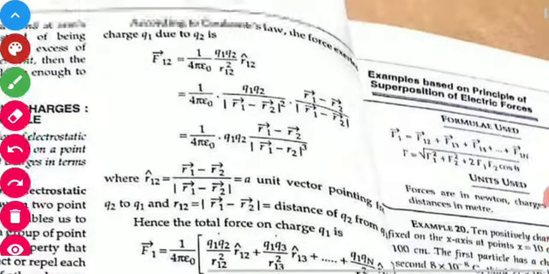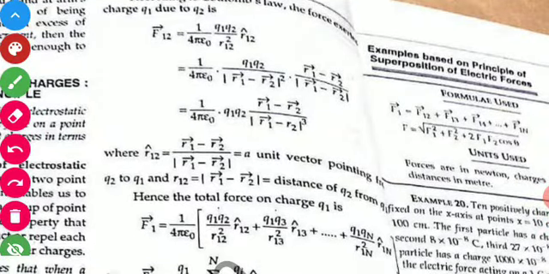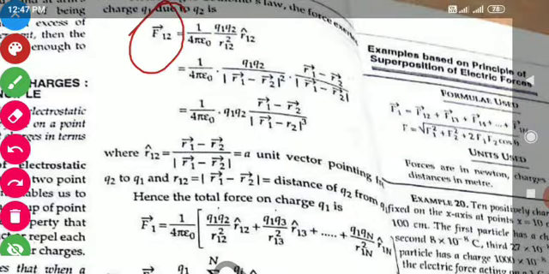So similarly you can also put the value of unit vector. This is the unit vector. See, always remember unit vector is equal to simple vector upon its magnitude. So this is the unit vector which is pointing in the direction of the force applied. So we can calculate by putting these values F12.